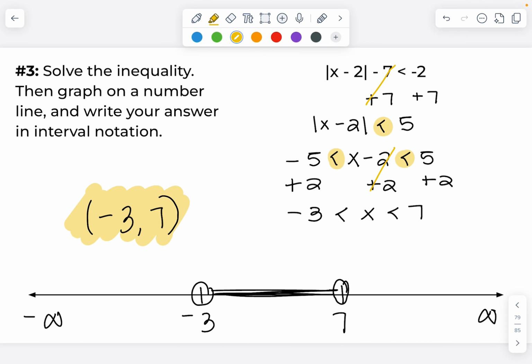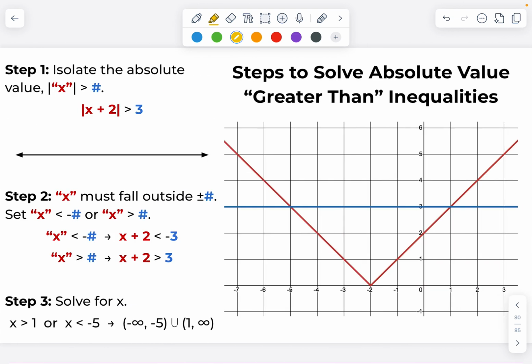Okay, and again, the -3 and 7 get parentheses because I'm not equal to those values. I'm just close to them. So my final answer is parentheses -3, comma 7, close parentheses. Okay, so that is solving a less than absolute value inequality. So now we're going to do greater than, okay?